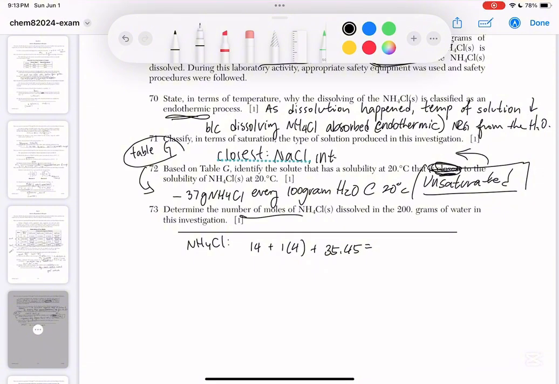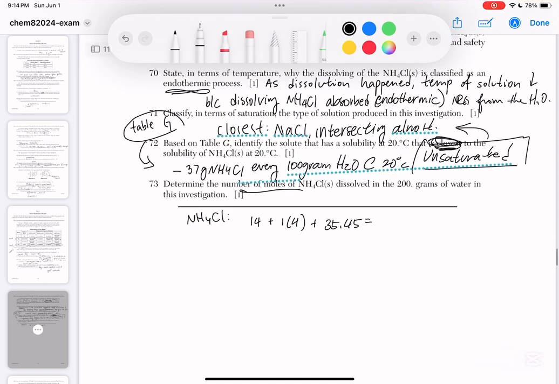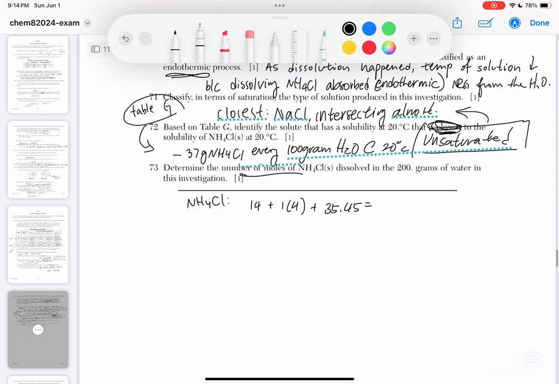Okay, so the closest solute is NaCl, because looking at the table G, the curves of NaCl and ammonium chloride are almost intersecting. So yeah. Okay, back to 73.